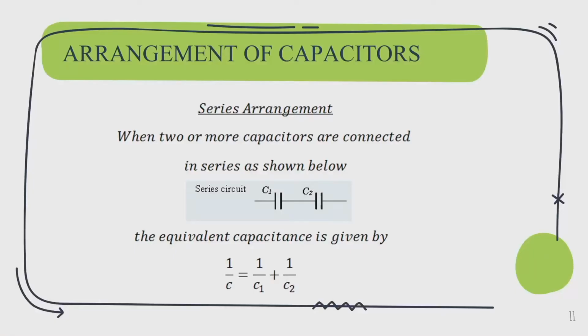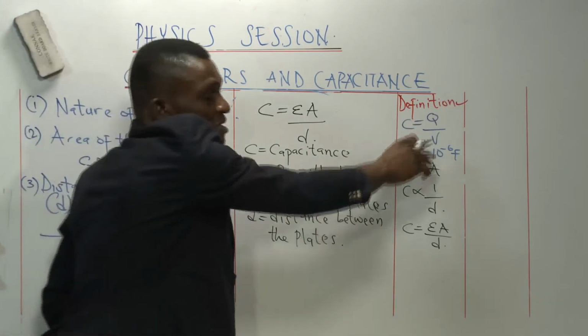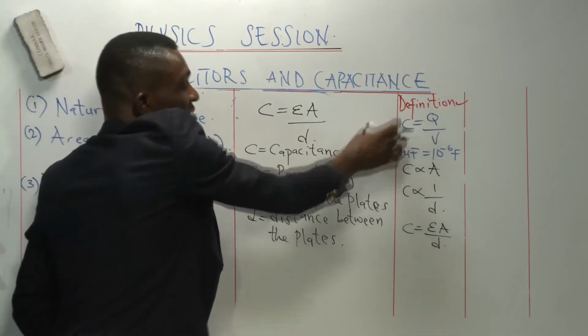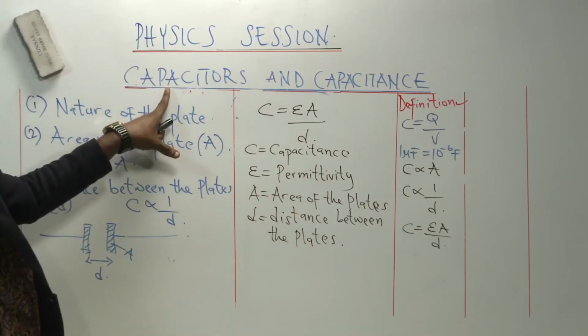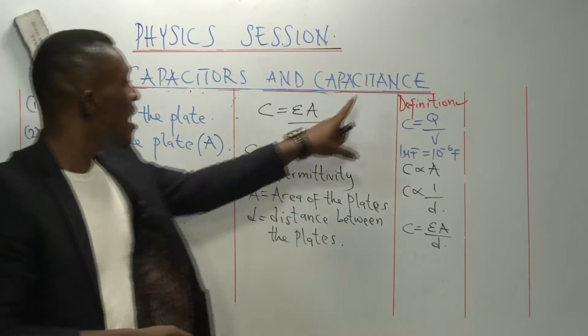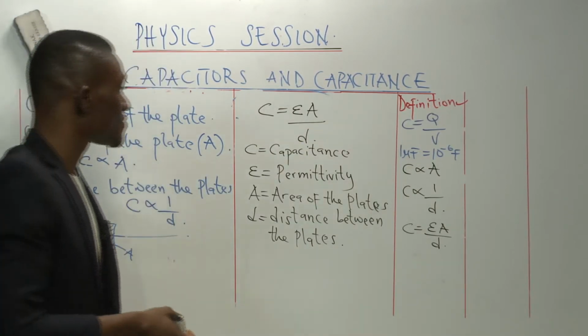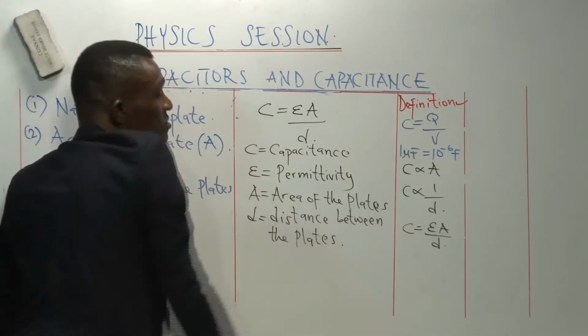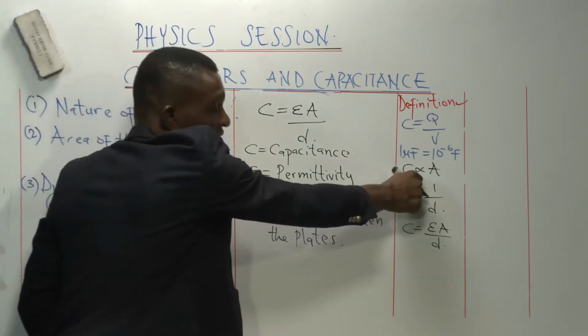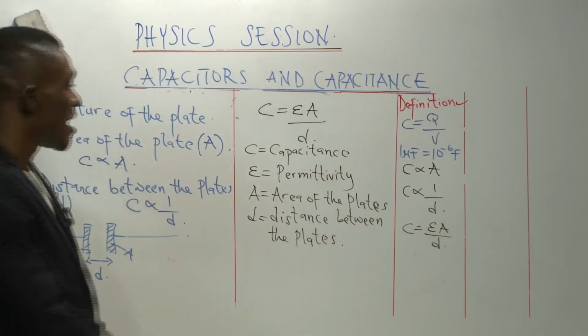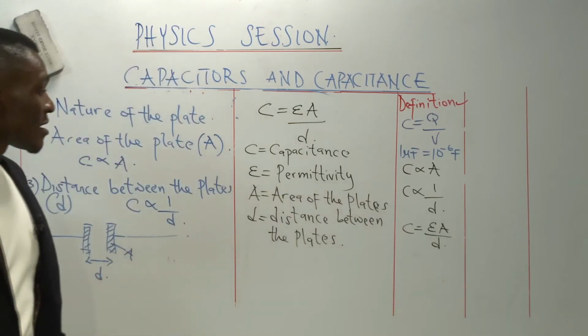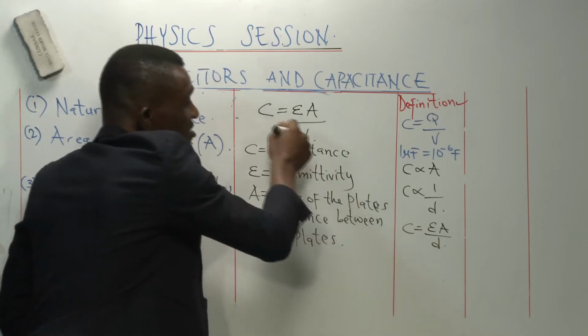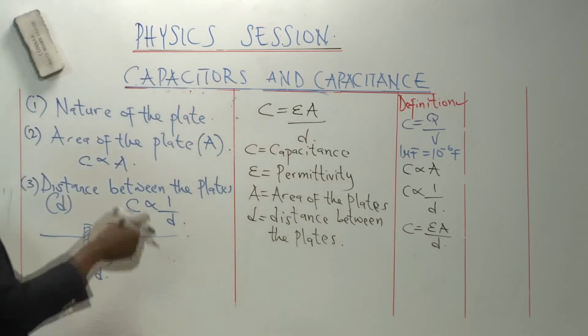So let's move forward. But before I move to arrangements of capacitors, let's take a look at the key things we've talked about. We started with definition. We defined the capacitor as a device that stores electric charge, and we defined the capacitance as the ratio of the charge on each plate to the potential difference across them. And we said 1 microfarad is equal to 10 to the minus 6 farad. We said the capacitance is proportional to A, and inversely proportional to D, and that the capacitance is related to these by permittivity times area divided by D.